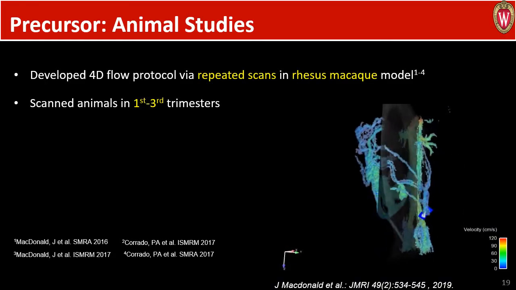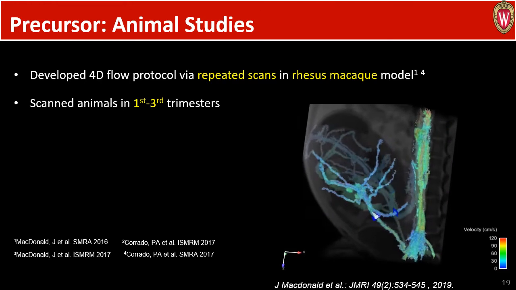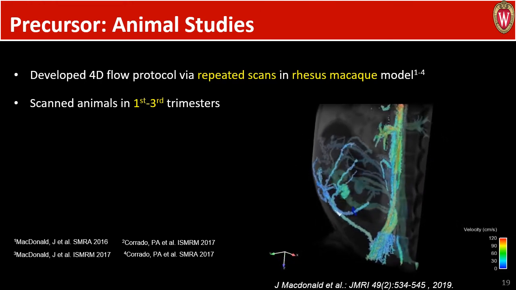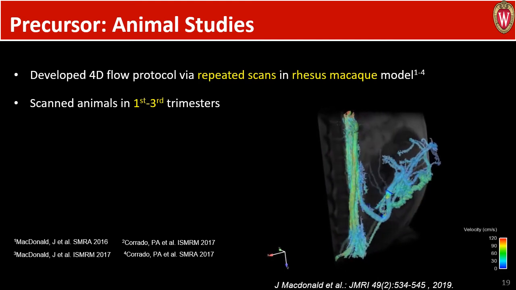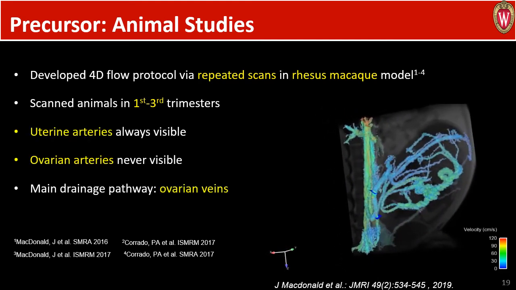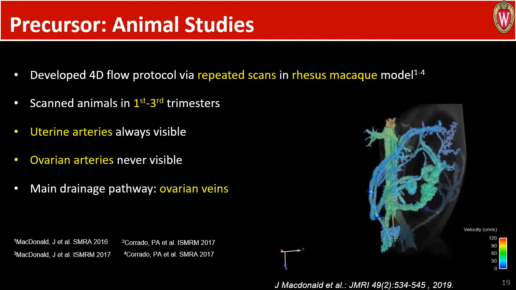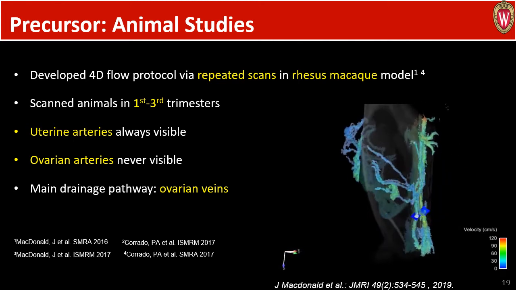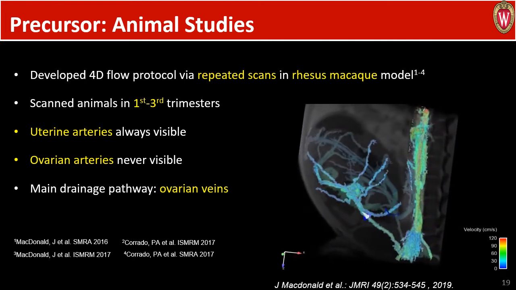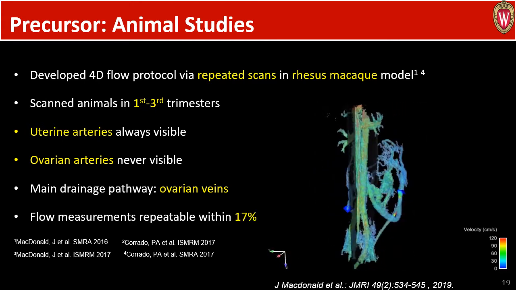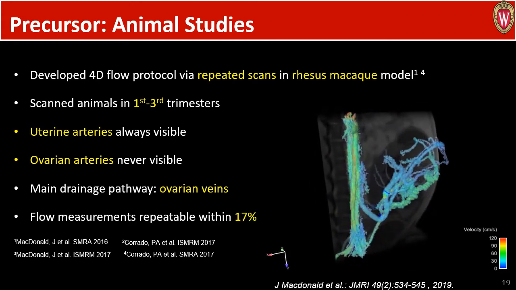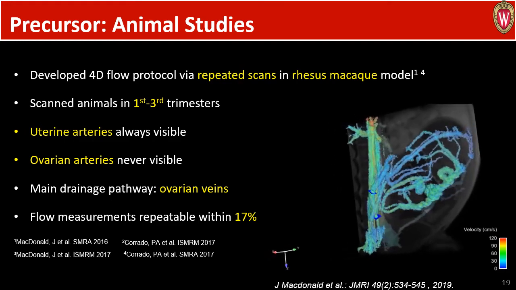We initially developed and applied this technique in an animal study shown here as a color-coded MR of a third trimester rhesus macaque. Note that umbilical and fetal vessels are also captured. We found that the uterine arteries were always visible on 4D flow MRI, while the ovarian arteries were never visible. At least one ovarian vein was, however, visible in all of these datasets. The relative change in back-to-back flow measurements in the uterine arteries had a standard deviation of 17%.